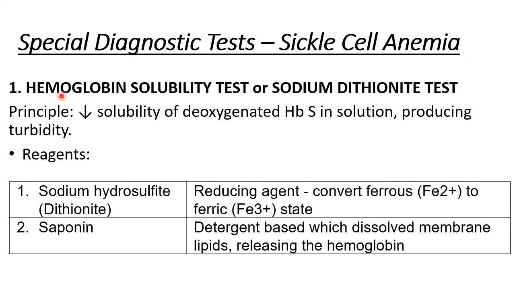The principle of the test is that HbS or hemoglobin S has a low solubility when combined with the following reagents. Sodium hydrosulfite or the dithionite, which is a reducing agent. It converts your ferrous iron to ferric iron. And saponin, which dissolves the RBC membrane, releasing the hemoglobin.